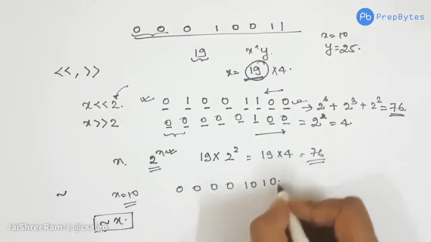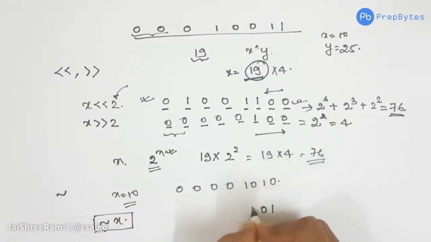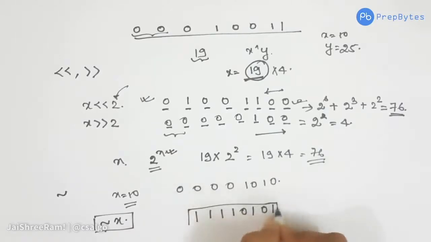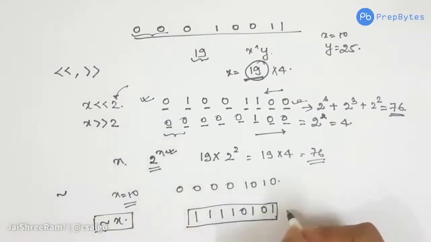So what we get as a result? 1 0 1 0 1 1 1 1. So this will be my resultant binary. And if we convert this into decimal, we get 245. So this is 1's complement.